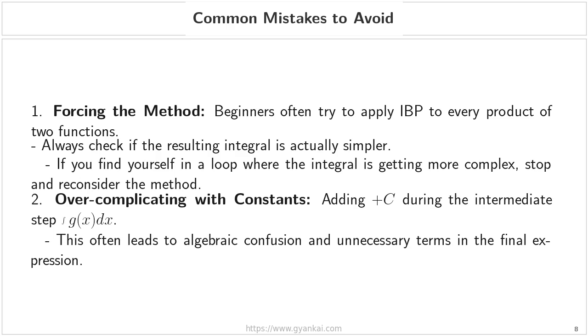2. Overcomplicating with constants. This is a really important one we discussed in detail on the previous slide. Don't add a constant of integration, plus C, after every integral you calculate within the integration by parts formula. Specifically, when you're finding the integral of g of x, we established that adding the constant at each intermediate step is unnecessary and creates algebraic clutter. Remember the cooking analogy. You don't garnish every single ingredient, you garnish the finished dish. We only add the plus C at the very end after you've completed the entire integration process.